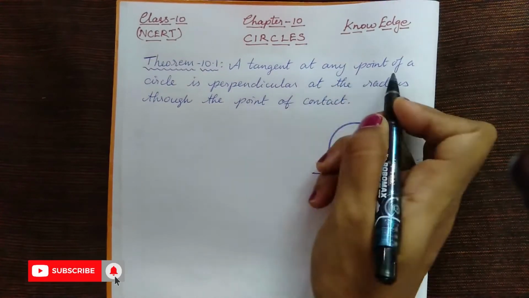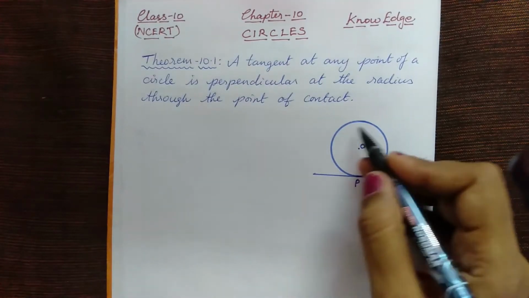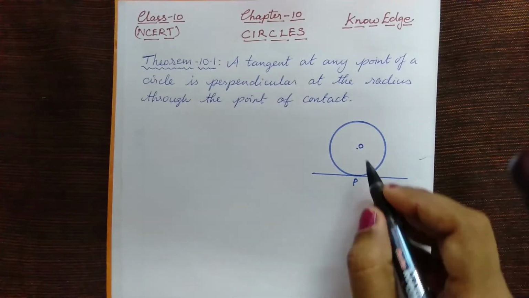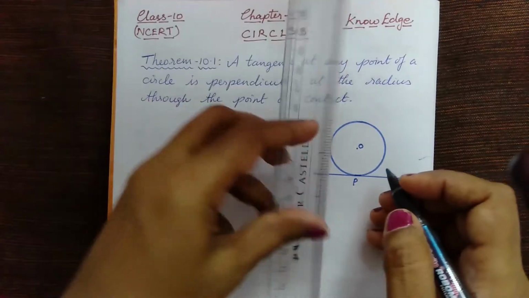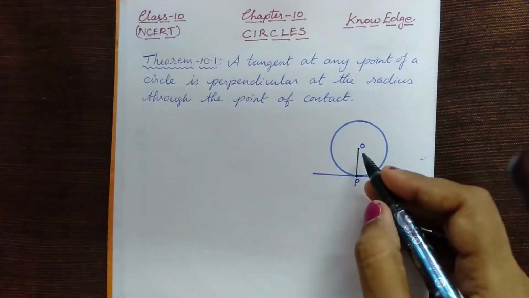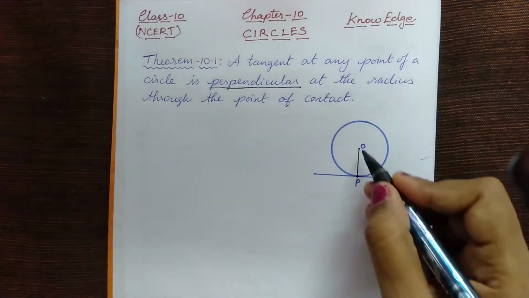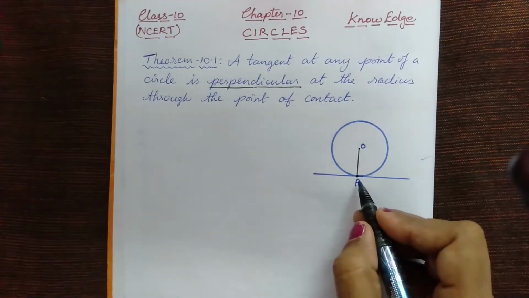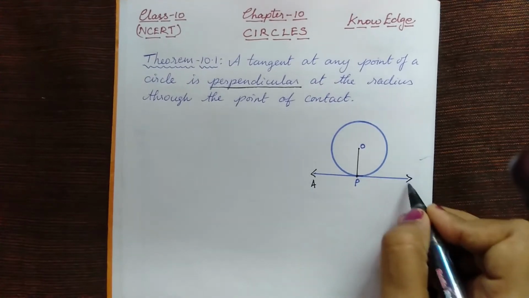A tangent at any point of a circle is perpendicular to the radius through the point of contact. Now in this figure, here is a circle and this is center O. We have a tangent here and this is the point of contact of the tangent with the circle. So now let's draw a line here. This is the radius of the circle. Now we are asked to prove that the radius is perpendicular to this tangent through the point of contact. We have named the point of contact as P and this tangent as AB.